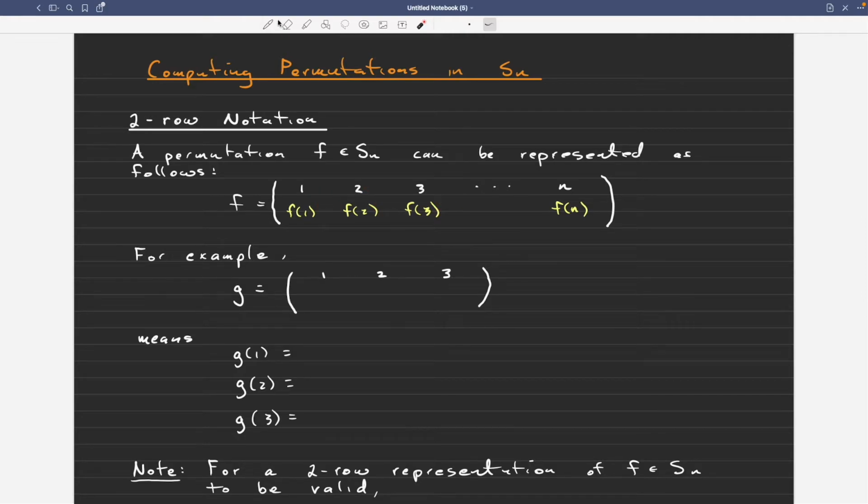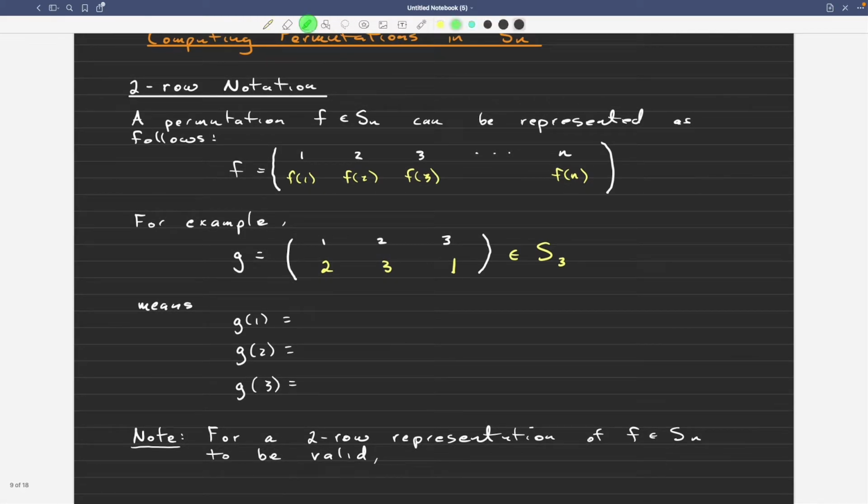For example, I've got g here, with the top row set up as 1, 2, 3, and then maybe 2, 3, 1 on the bottom row. This is an element of S3 because it's a permutation of the set {1, 2, 3}. The two-row notation tells me that 1 maps to 2, 2 maps to 3, and 3 maps to 1. In other words, g of 1 is equal to 2, g of 2 is equal to 3, and g of 3 is equal to 1.